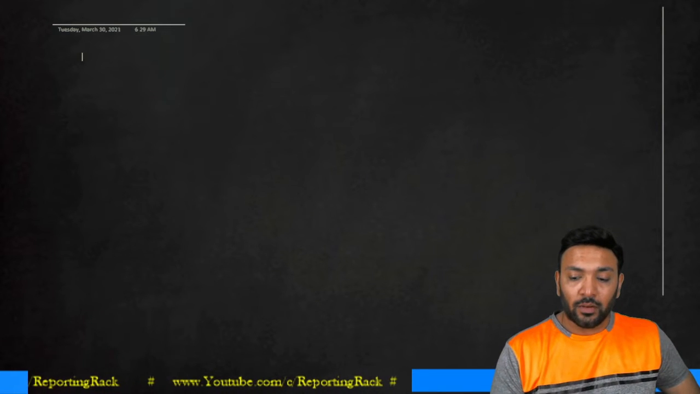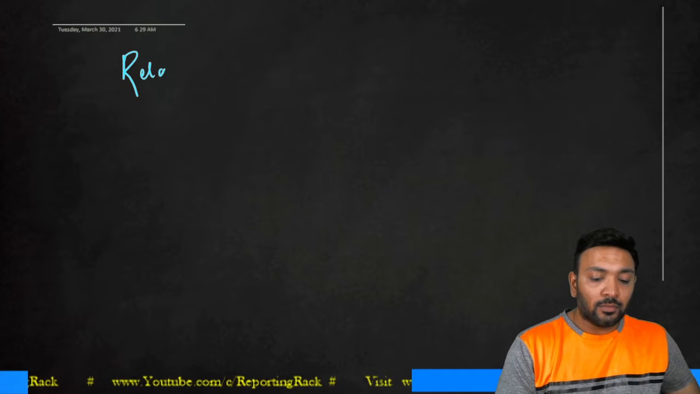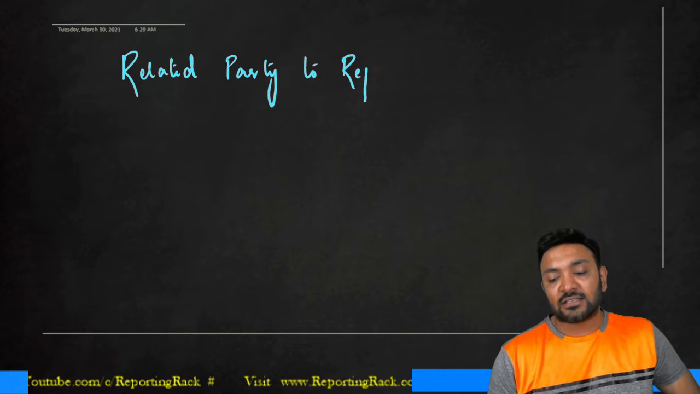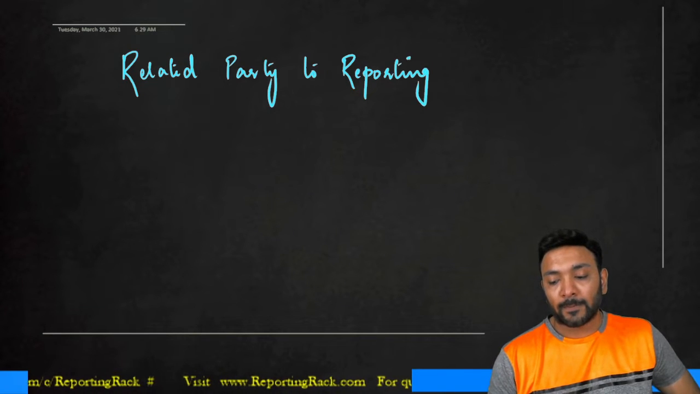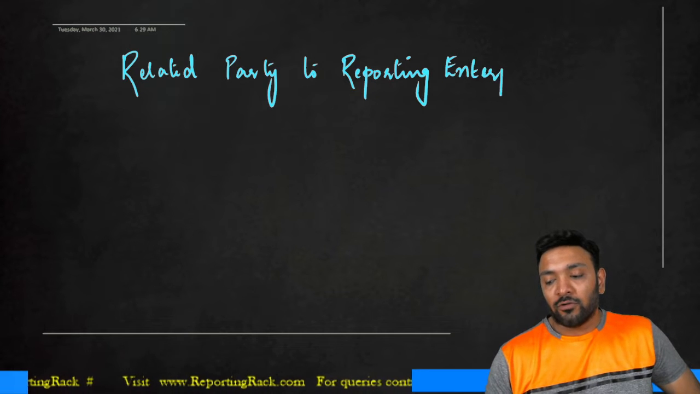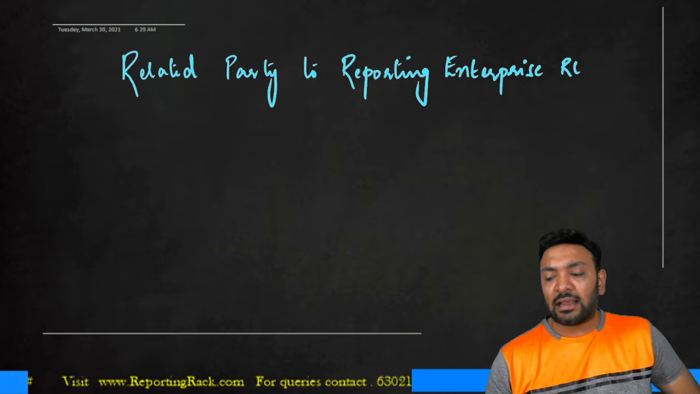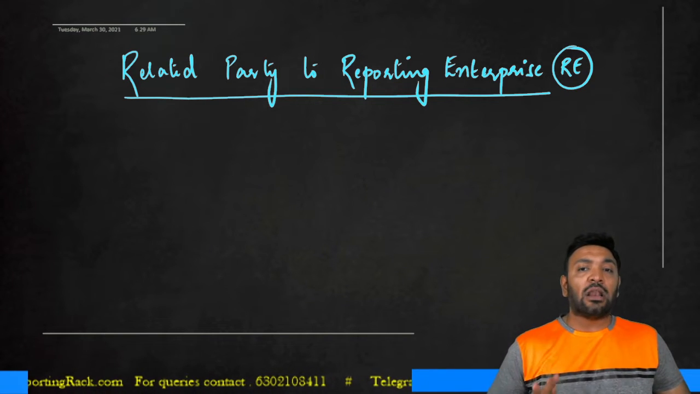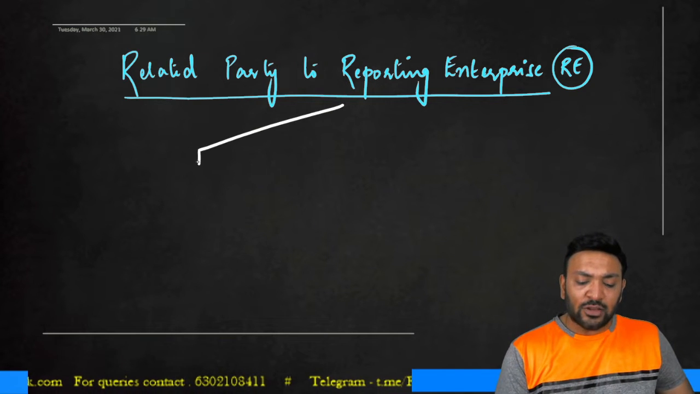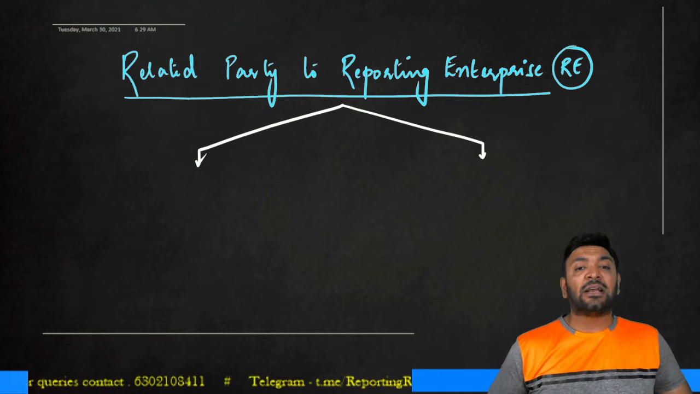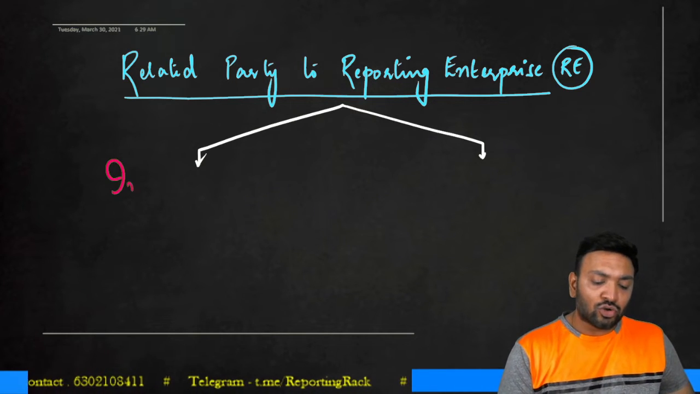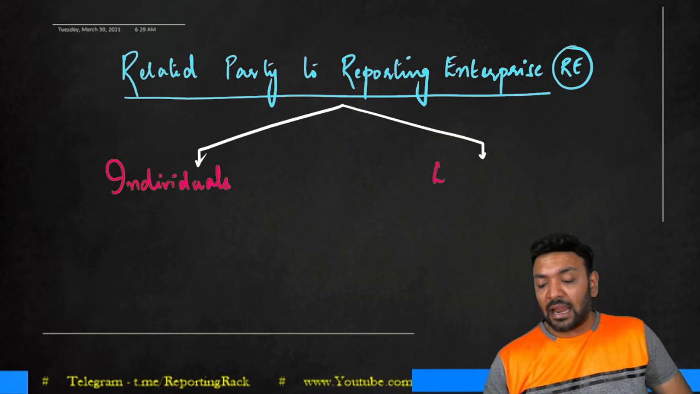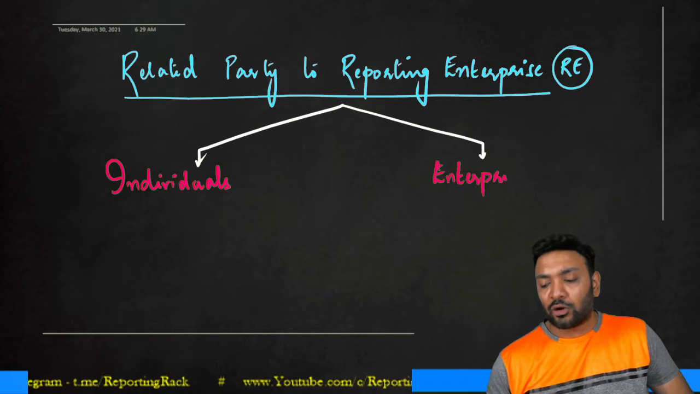Firstly, like I told you, related party to reporting enterprise. This word reporting enterprise will keep on occurring, guys, while our discussion goes on, so I'll call it as RE. Either individuals can be related parties to the reporting enterprise, or there can be an enterprise which can be considered as a related party to the reporting enterprise.